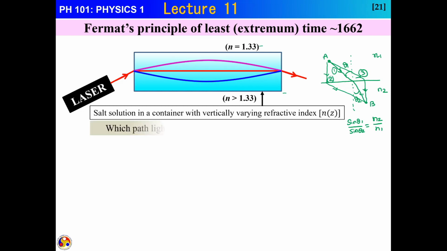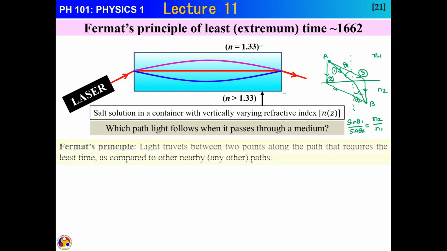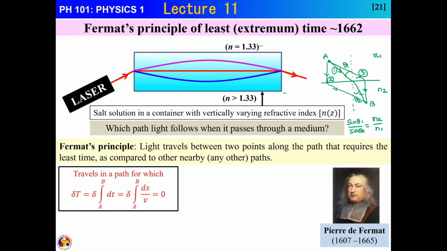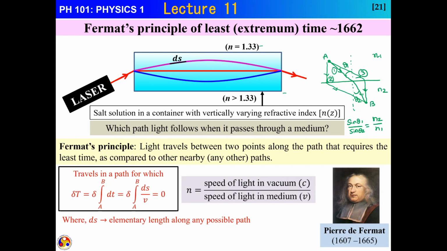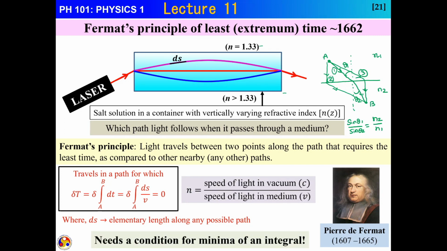So if that's the case, then we are going to say that the light, which we all know, which path is going to do that. So the Fermat principle says that the light traveling between 2 points goes along the path that requires the least time compared to the nearby paths, any other path you consider. So for example, it's going to take 1 instead of 2 and 3. So in that case, we can write that it travels in a path for which the time has to be minimal. The delta t is as small as possible, least time.